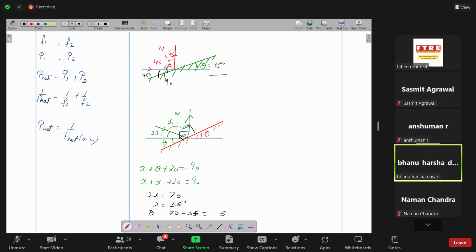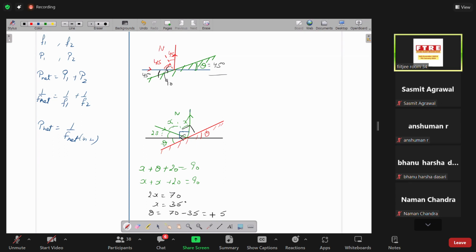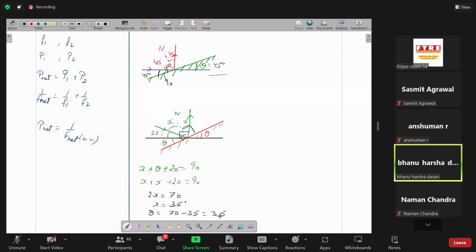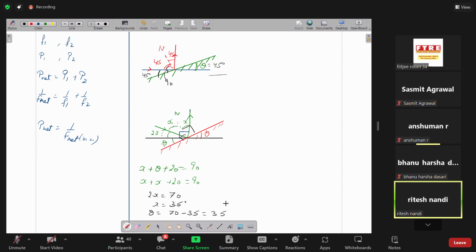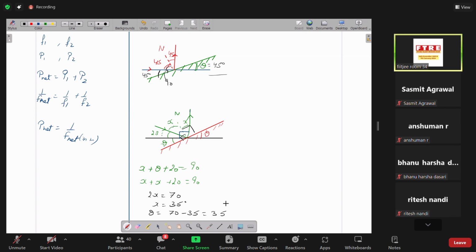Yes. So what answer is coming in this? It is coming to be 35. Ma'am, it's not there in the options. Have we missed anything? Let's check once. Let's see. What are the options given? What is the answer given? 55. Let's see. We made the figure correctly.